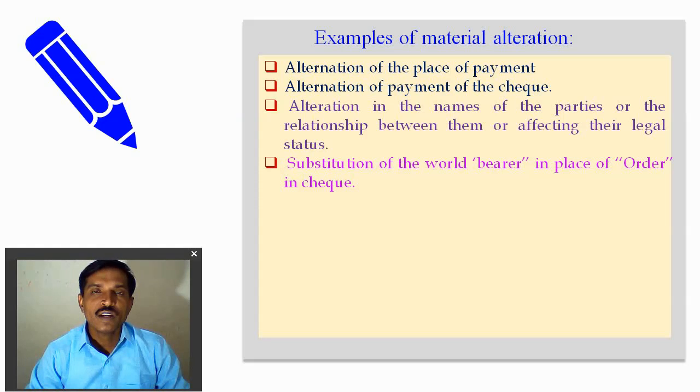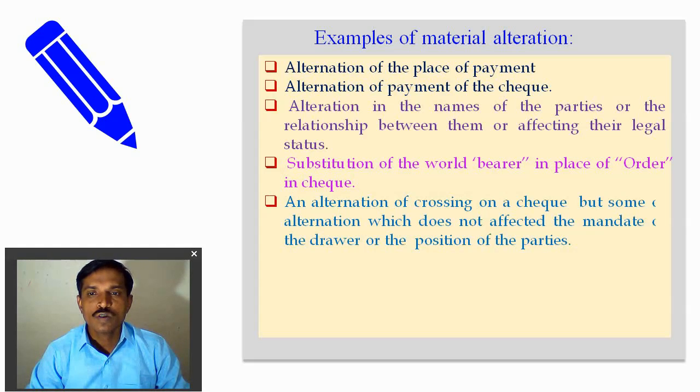Whenever any alteration is made by the drawer, the bank takes the signature and intimation from the drawer. An alteration of the crossing on the check is an alteration which does not affect the mandate of the drawer or the position of the parties. So there is no mandate and no intimation given by the customer, and some crossing on the check will not be allowed by the paying bank.